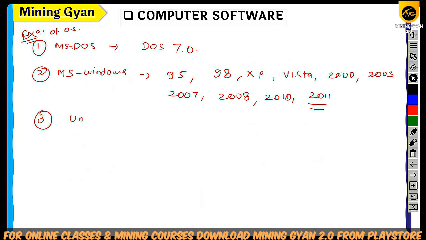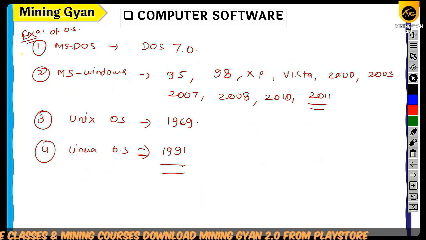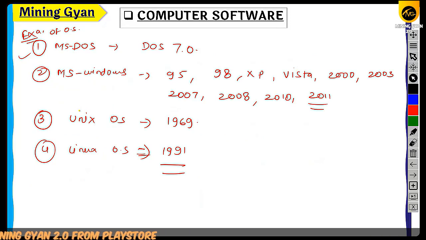The third one is the Unix operating system. It started from 1969. Okay, the last one is the Linux operating system. It started from 1991. Okay, so these are the different types of popular operating systems: MS-DOS, MS Windows, Unix operating system, Linux operating system. These all are the popular or important operating systems for the computer.